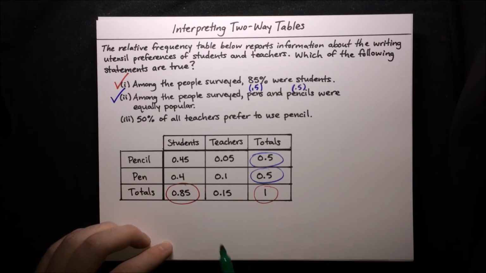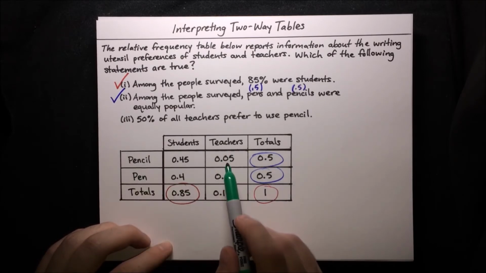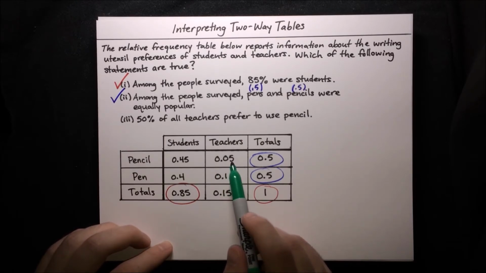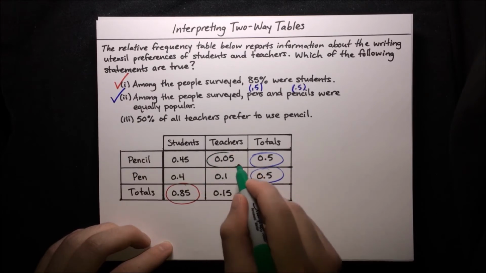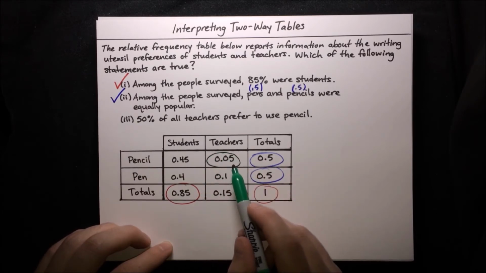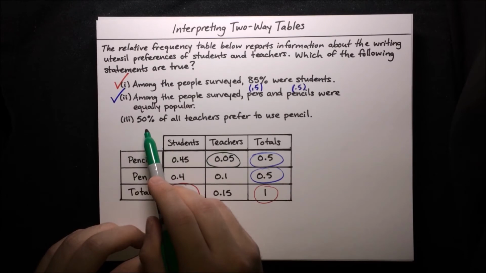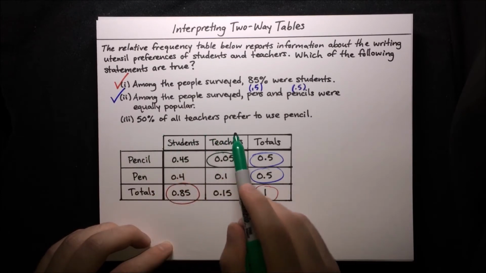So looking in the table, in the pencils row and the teachers column, we see that 0.05 is the portion of people surveyed who are teachers and prefer pencil. But remember that 0.05 is relative to all the people surveyed. And in statement 3, we're talking about a portion just relative to the teachers surveyed.